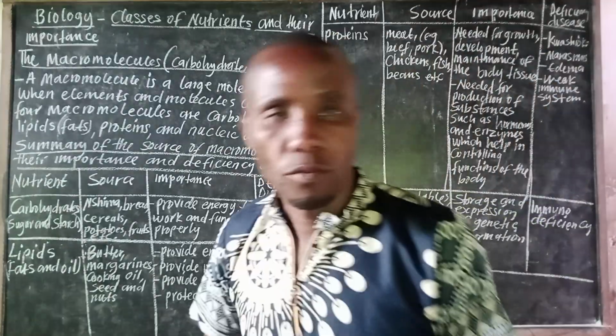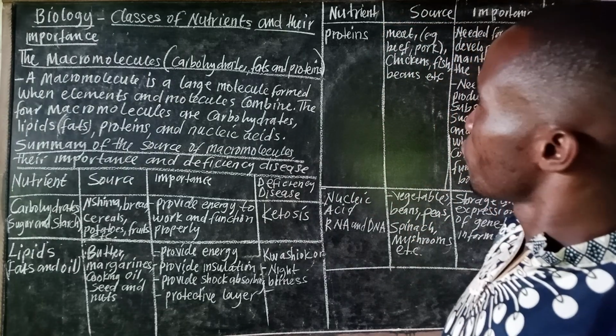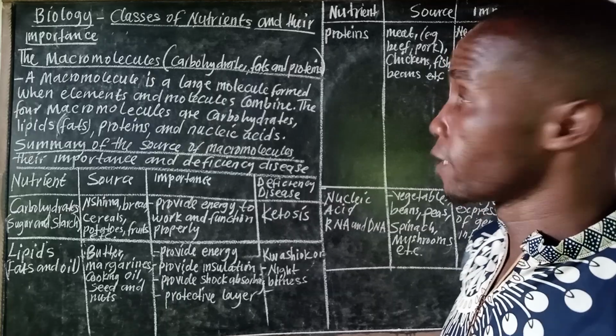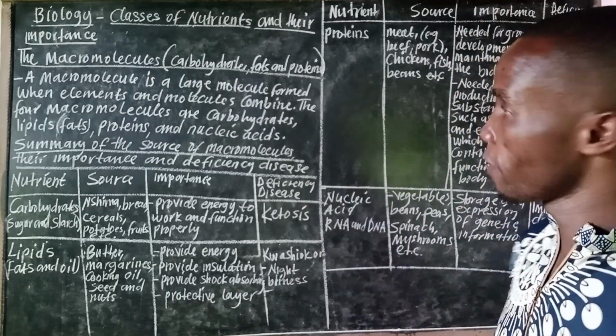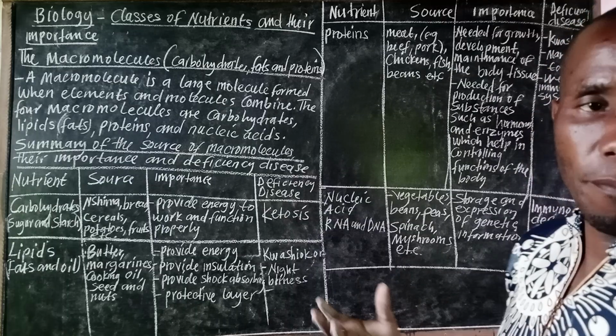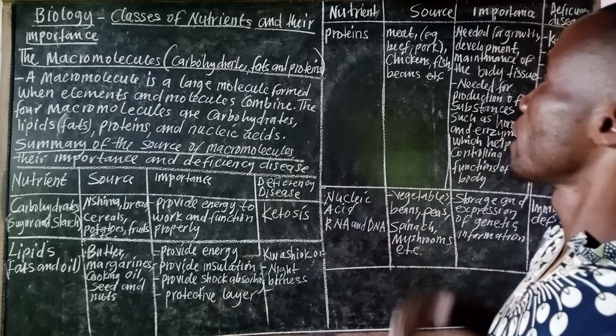Okay, you are through to my biology class. With me today, we are looking at the classes of nutrients and their importance. So to start with, we are looking at the micromolecules. So when we say micromolecules, we are talking about carbohydrates, fats, and proteins.